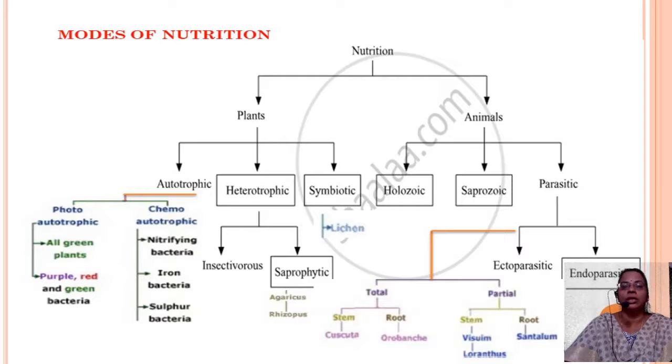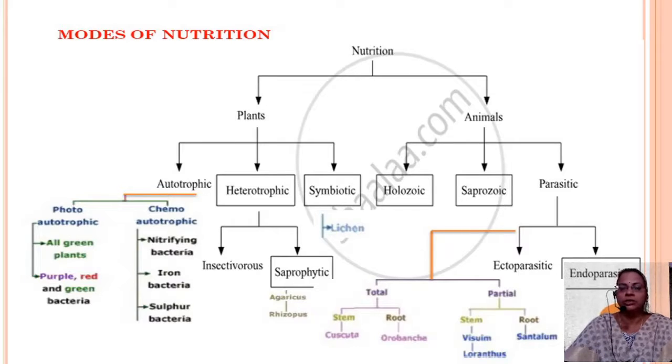When we move on to the animals, they are coming under the category of heterotrophs. They cannot synthesize their own food. Broadly, again, they can be divided into holozoic mode of nutrition, saprozoic mode of nutrition, and parasitic mode of nutrition.